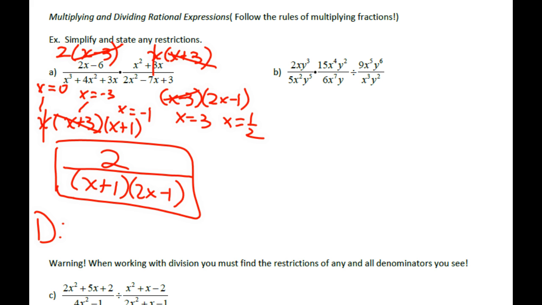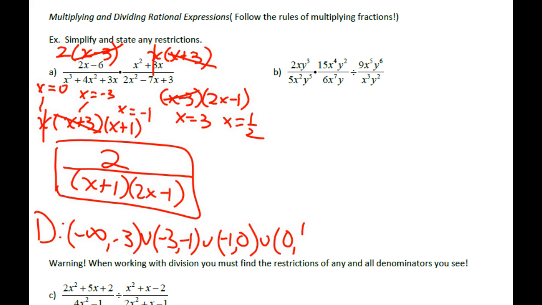So putting these in order from smallest to largest, my domain will be negative infinity to negative 3, union negative 3 to negative 1, union negative 1 to 0, union 0 to 1/2, and then 1/2 to 3, and then 3 to infinity. And that is some massive domain that we had to write out there.